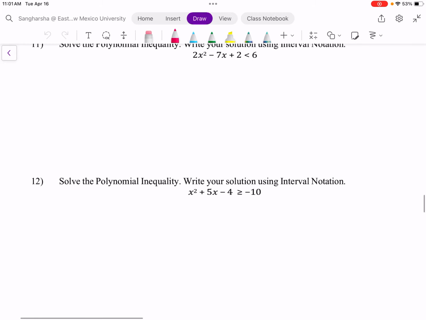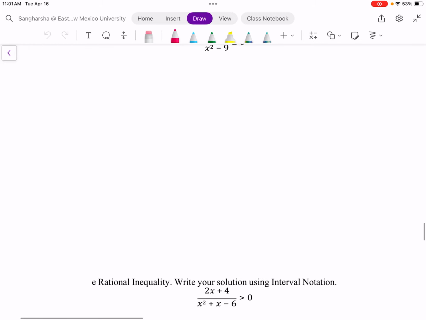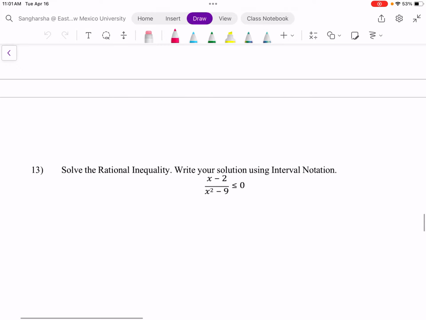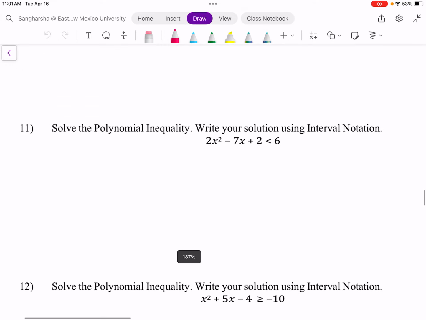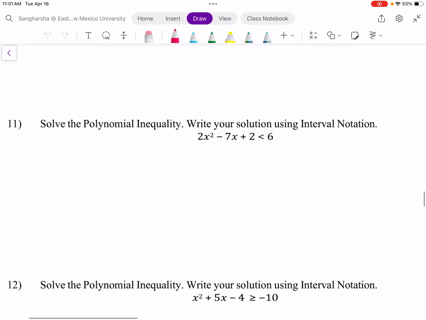Okay, so we have number 11, number 13. Okay, we have 3 more. So in number 11, we are given a polynomial inequality and we need to write down the solution in the interval notation. We have to solve this inequality and write the solution in interval notation.